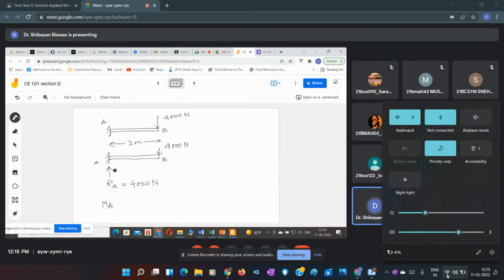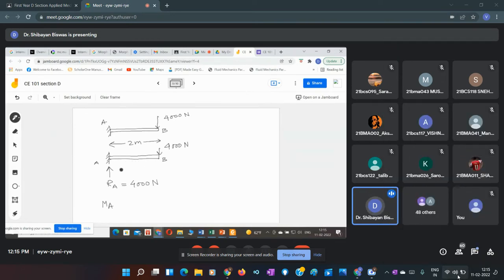And what will be the force required? Exactly equal and opposite force will be required. Similarly, this 4000 Newton will create a moment at A, this force into this distance, a couple that will act here. So it will try to rotate the beam like this. But why is it not rotating about this A? Because it is fixed. So it is restricting the beam from rotating or moving up.